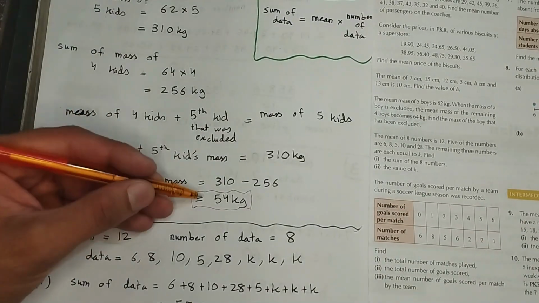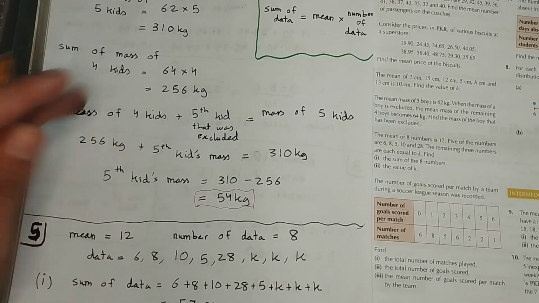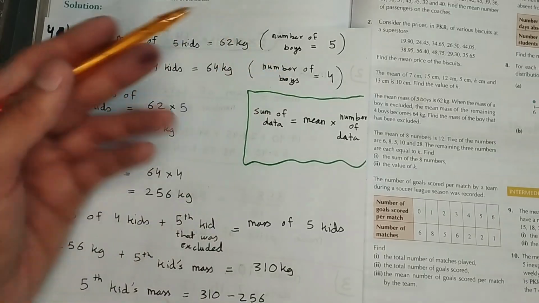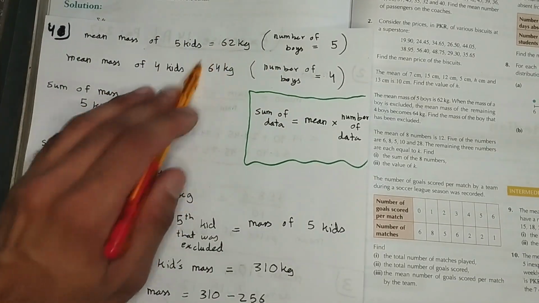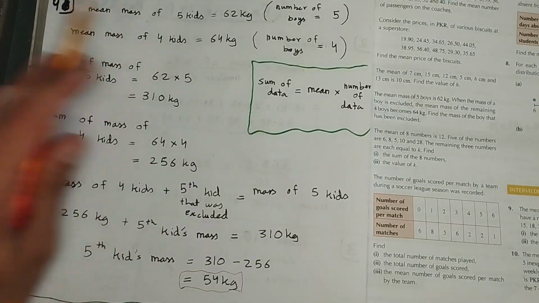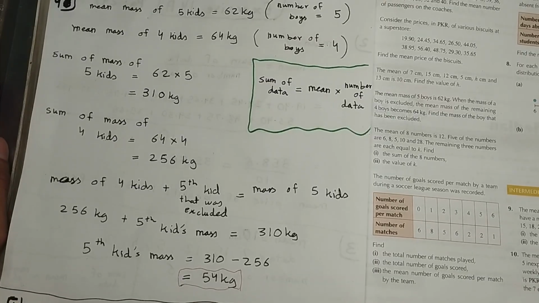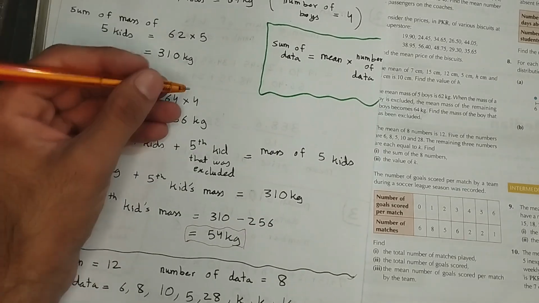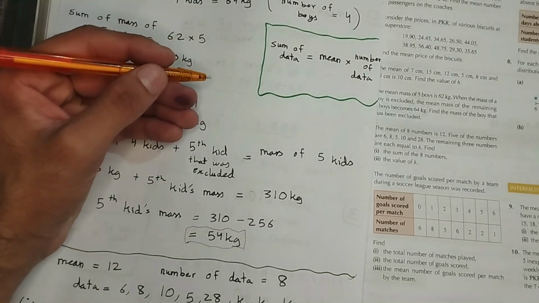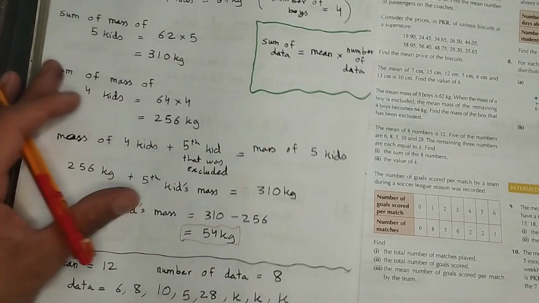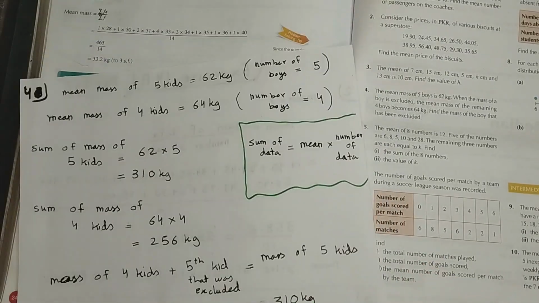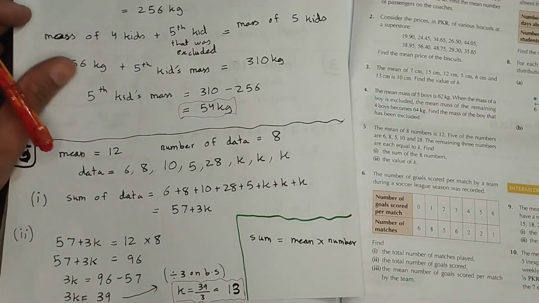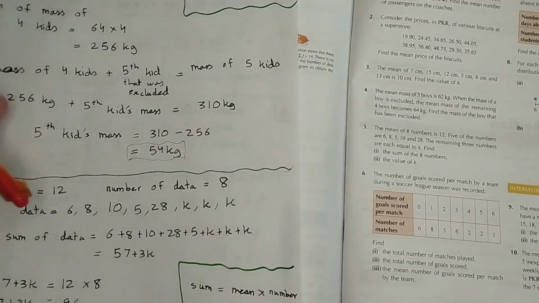I was able to find the mass of the 5th kid just by knowing the means and basically the number of boys. If I know the means and the change that happened in the mean, I can easily find the mass of the 5th kid, the kid that was excluded. But I cannot find the mass of the 1st kid, the 2nd kid, the 3rd kid, and the 4th kid. I can only find the mass of the kid that was excluded. This was a bit conceptual question, but other than that, as long as you understand, it's going to be easy for you. Question number 5 is again very easy, very simple.